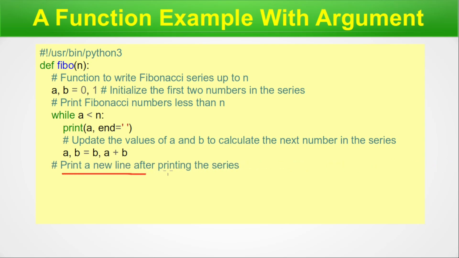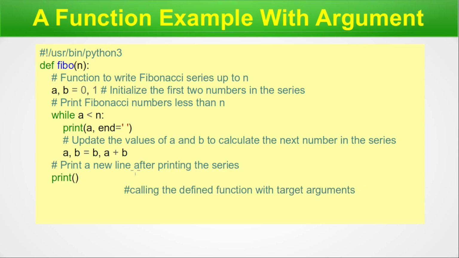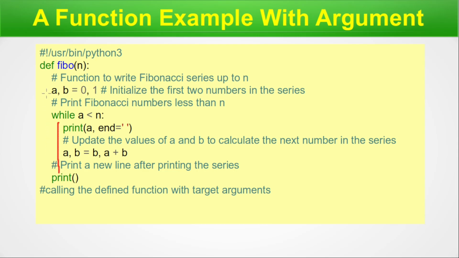Next, print a new line after printing the series. So here we are printing a new line. It's a print, then blank, nothing else. Next, here you can see up to this it was under the while. Now we have come back inside this fibo. So we have come out of the while already, and we are back under fibo, and here we have a new line and we call the defined function with target arguments.